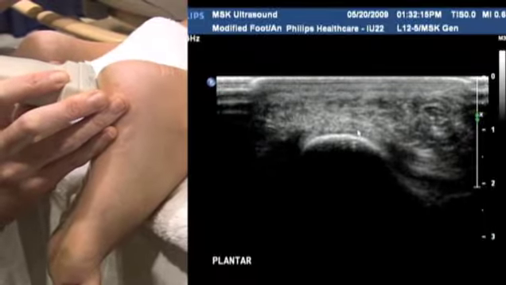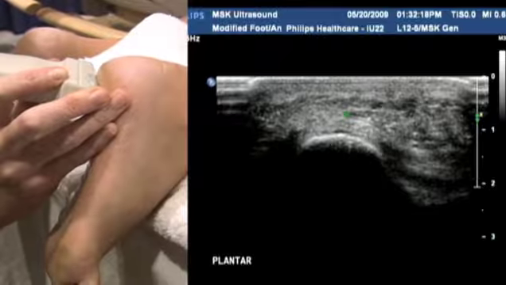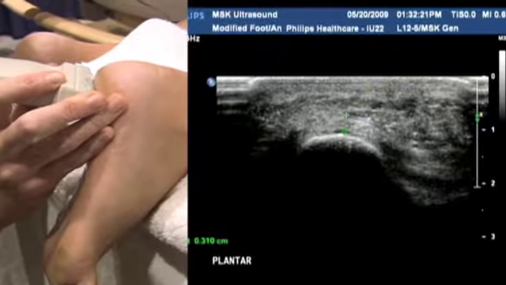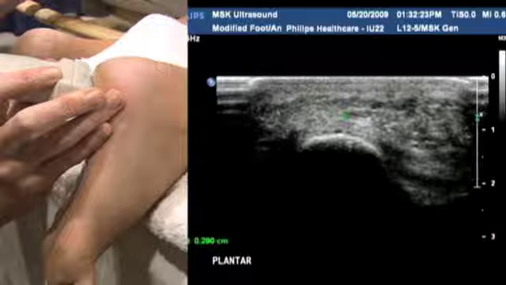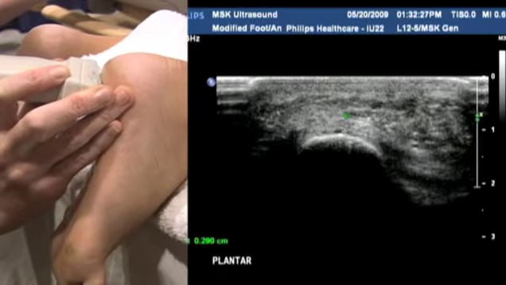We're going to head down the foot into the arch. You can see the plantar fascia here. Let me just put calipers on so I can delineate that a little bit better for you. That's the structure we're looking at. Again, 2.9 millimeters, perfectly normal.